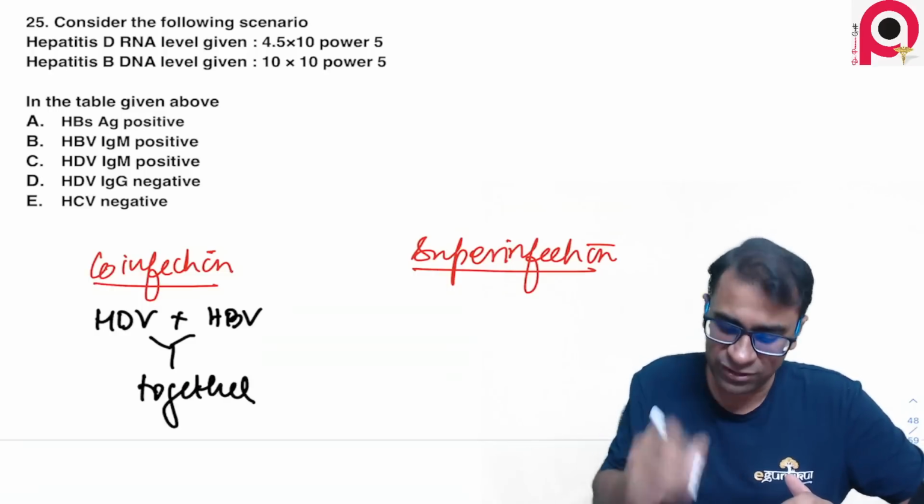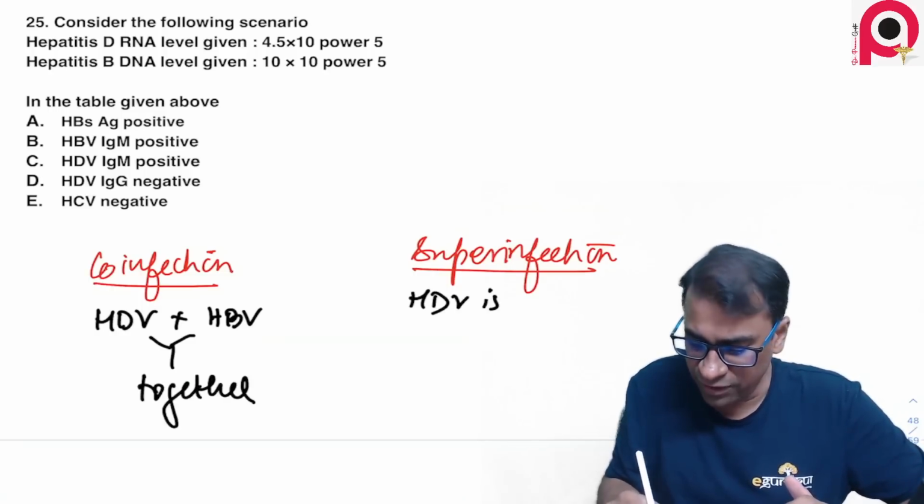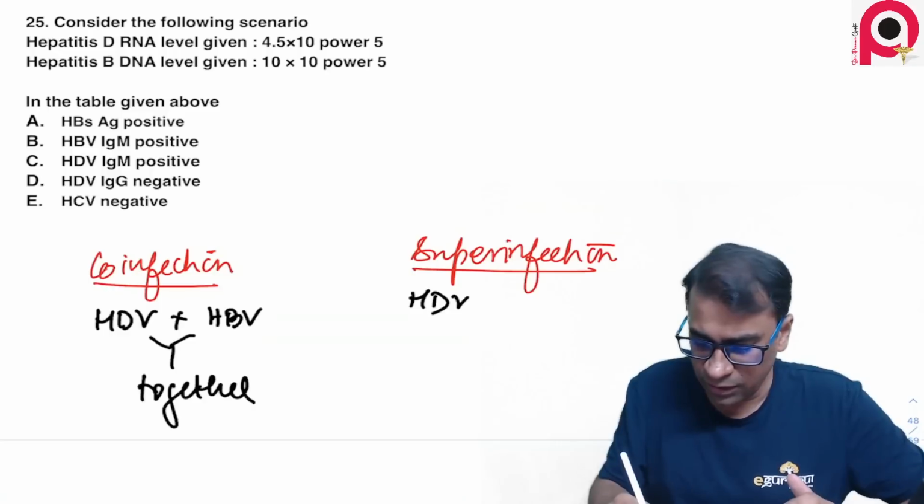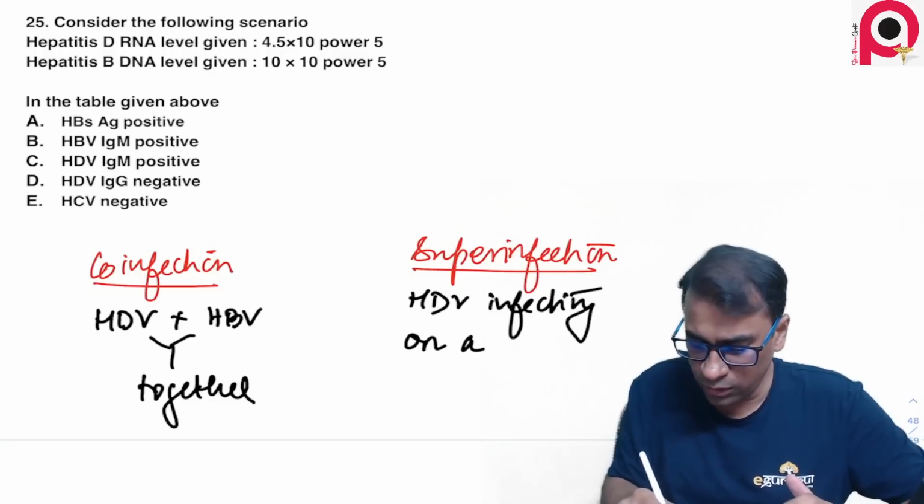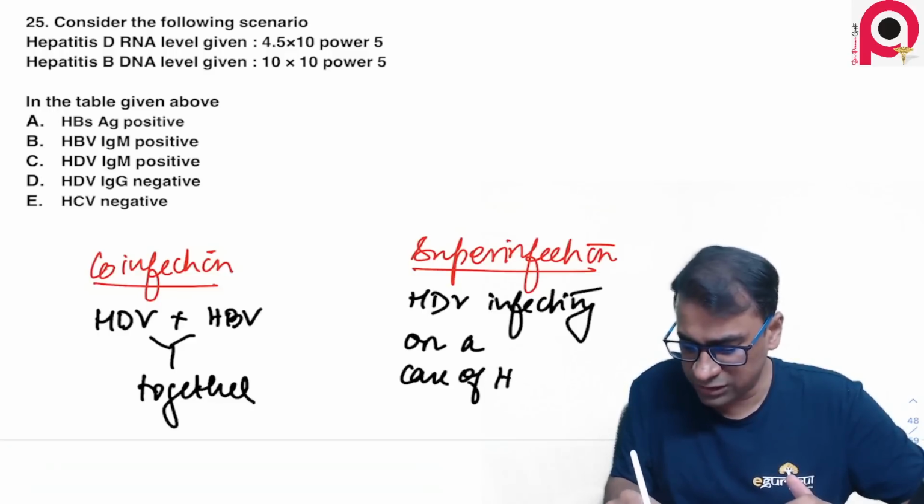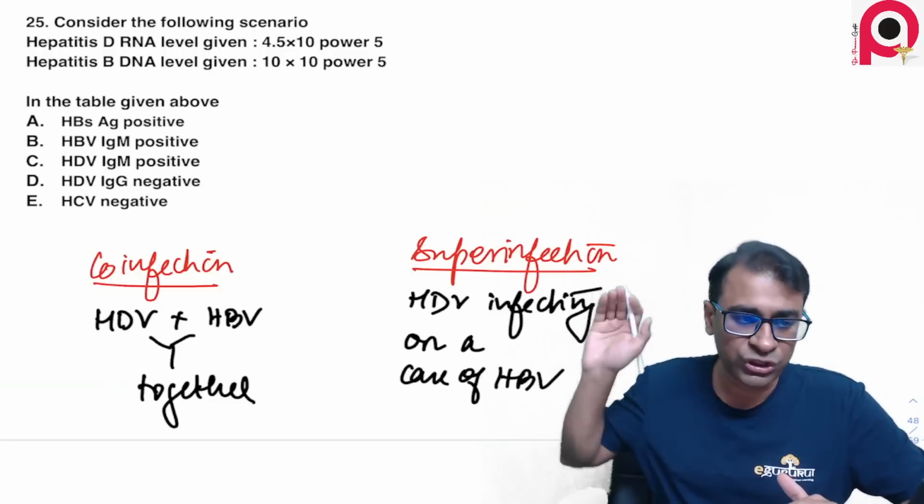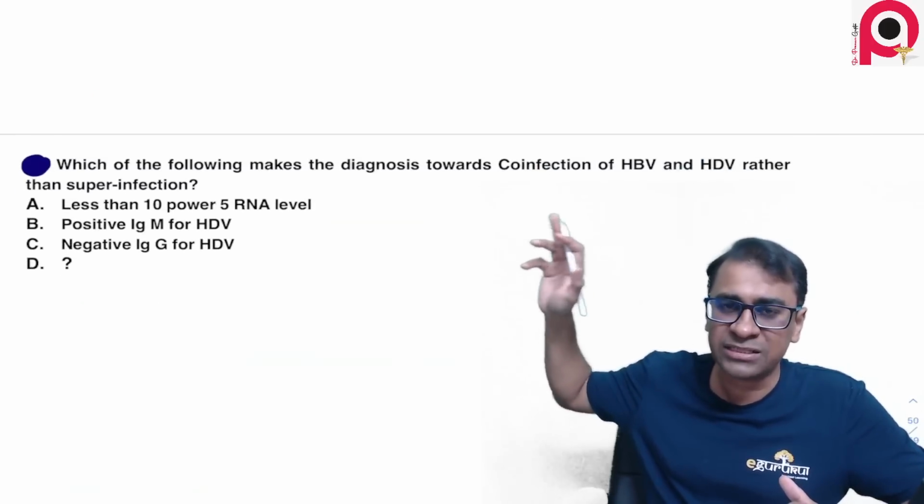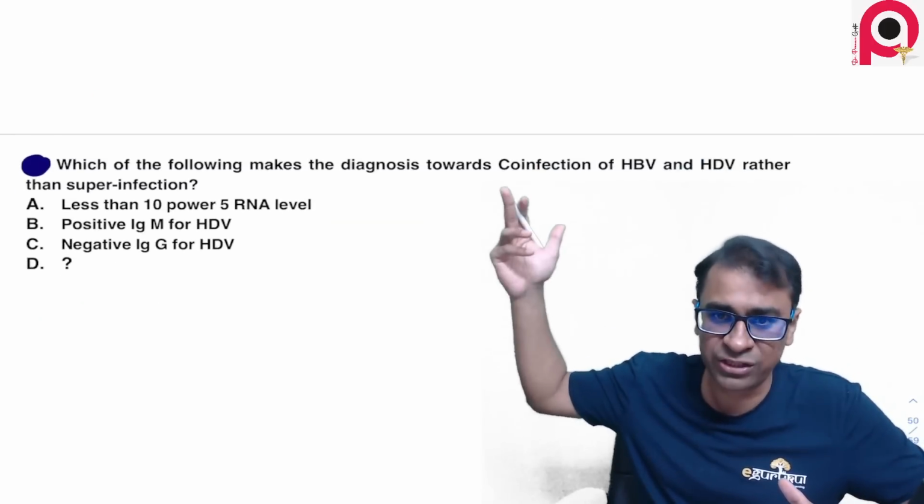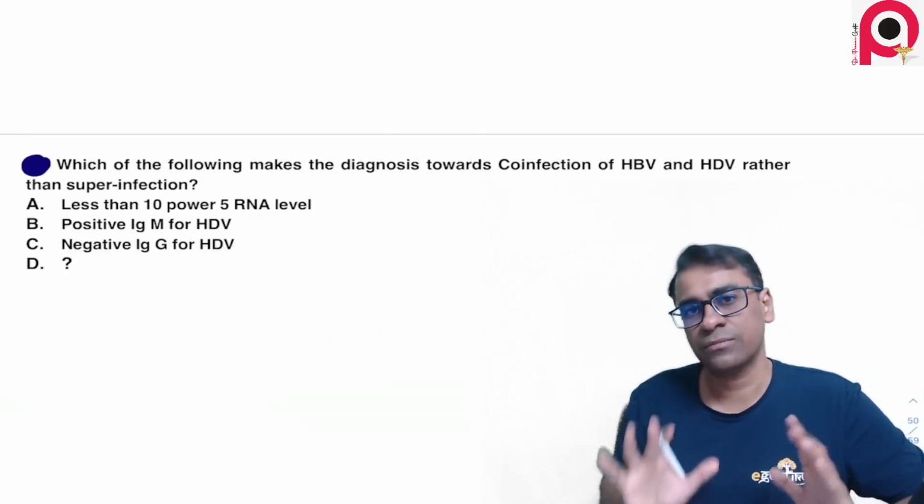And super-infection will mean HDV infecting on a case of HBV. The question is asking you which of the following points towards a diagnosis of co-infection rather than super-infection.